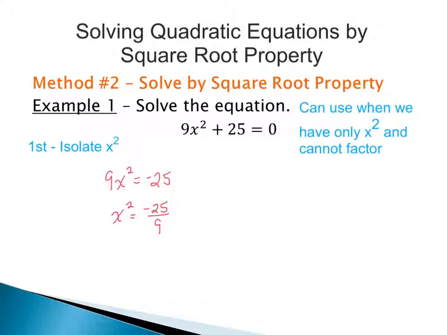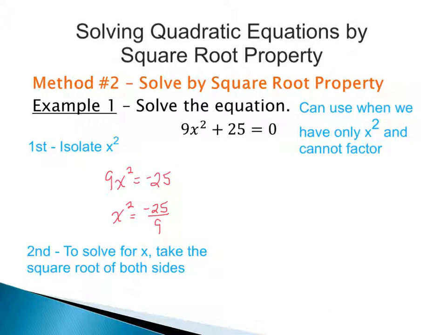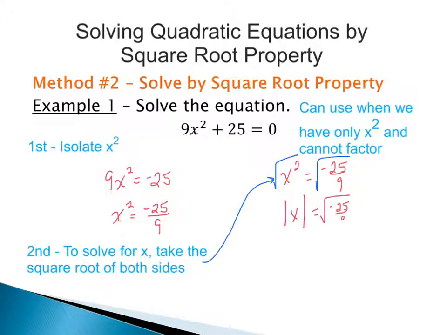At this point then, our next step would be, in order to solve for x, I would have to take the square root of both sides. So I'll rewrite what we're up to right now. We have x squared equals negative 25 over 9. So in order to get x by itself, in order to undo a square, I would take the square root of both sides. Now what's important to remember is what we talked about back in section P.2, that the square root of x squared is actually defined as the absolute value of x. So I have the absolute value of x is equal to the square root of negative 25 over 9.